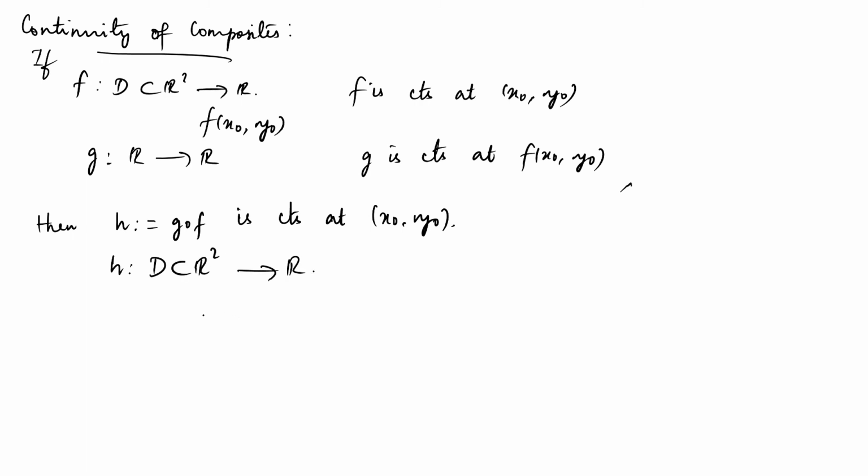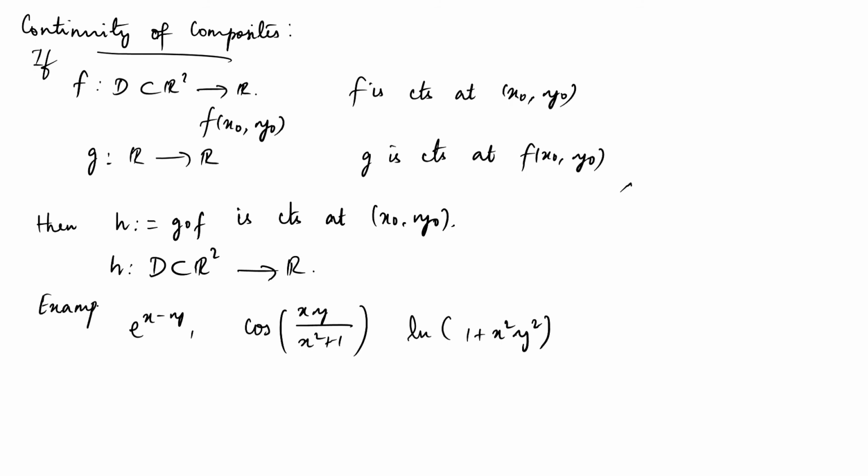So examples of this kind are e power x minus y, cos of xy upon x squared plus 1, and log of 1 plus x squared y squared. These are some examples. If you identify what is f in this case and g in this case, I think you people can try. Can you tell me what is f and g in these cases?